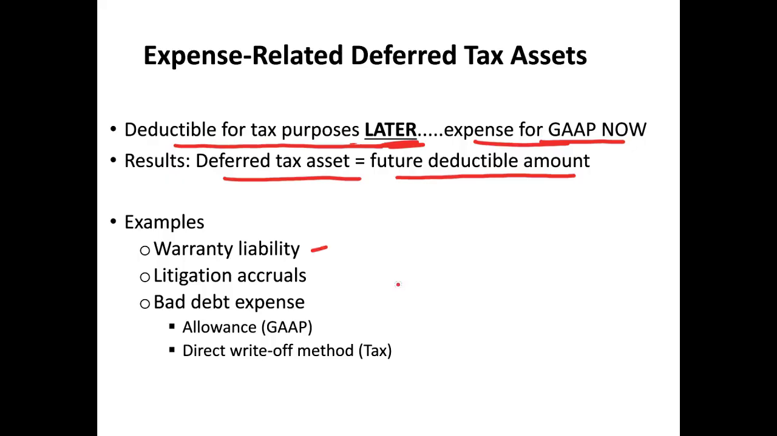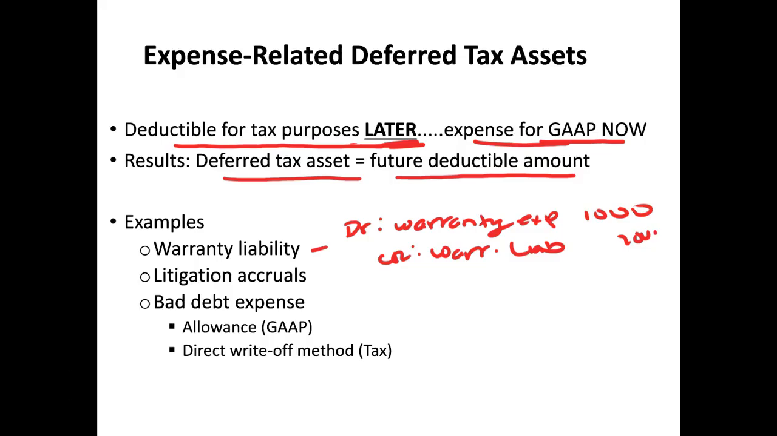Warranty liability. So let's look at the journal entry. The journal entry for warranty liability would be debit warranty expense, let's call it $1,000, and we would credit warranty liability for $1,000. Well, this expense gets recorded on the income statement and so is expensed for financial reporting purposes.